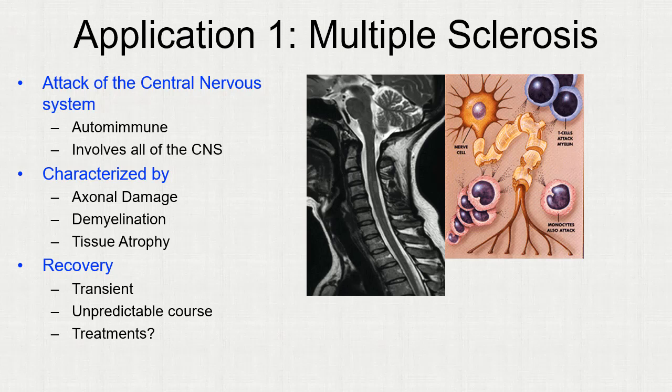We know what multiple sclerosis is in this community. It's an attack of the central nervous system. It's autoimmune. It involves all of the CNS: the optic nerve, the spinal cord, the brain. We know that it is characterized by axonal damage, demyelination, and tissue atrophy. It's inflammatory. The disease course is transient. It's unpredictable.